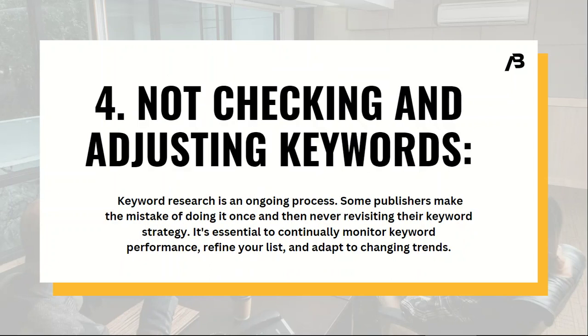Number four is not checking and adjusting keywords. Now, keyword research is an ongoing process. Many publishers think, okay, you just publish your book, you write your keywords, and then you go to sleep. While that might work, it is best advised that you go back from time to time to do your keyword research and then visit your keywords and make some adjustments. This is particularly important if you are running Amazon ads. If you're running Amazon ads, then it's very important that you check how the keywords you use for your ads are doing, and then you try to adjust them, do more keyword research and adjust them.